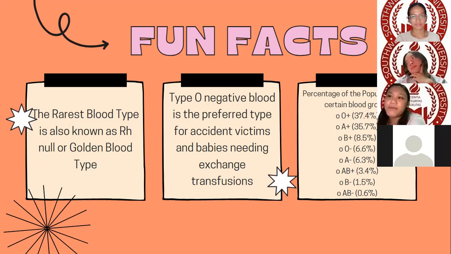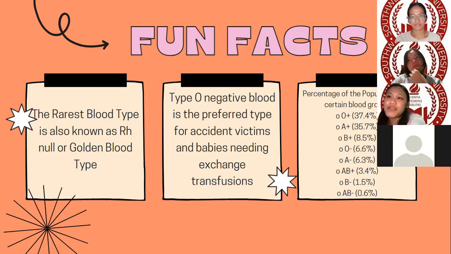So next is type O negative blood, the preferred blood for accident victims and babies needing exchange transfusions, since type O blood is the universal blood type and is the only blood type that can be transferred to patients with other blood types. So there is always a need for type O donors because their blood may be transfused to a person of any blood type in an emergency.